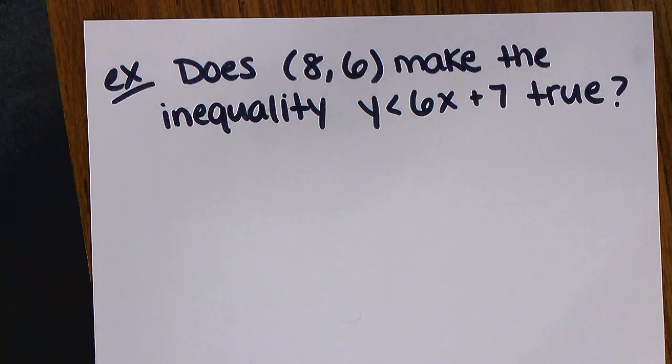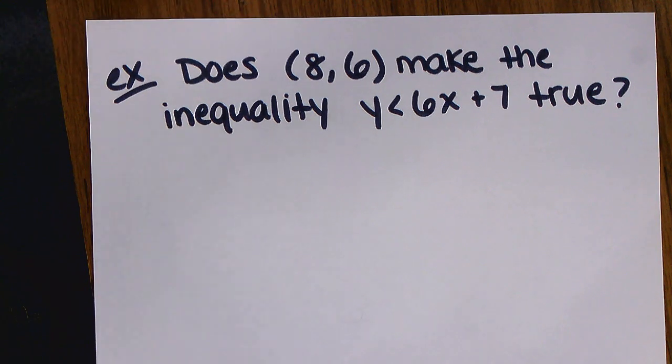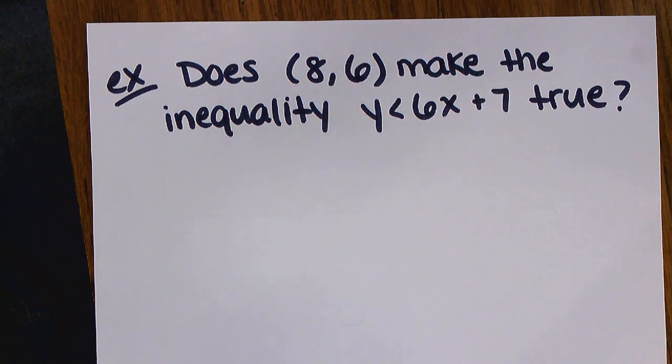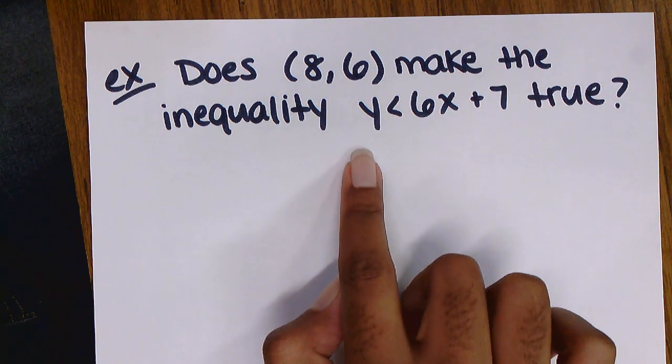Here we have a question that is asking, does the point (8, 6) make the inequality y is less than 6x plus 4 true? So we want to know, is this point a solution to this inequality? Well, this point has two components. It has our x coordinate and our y coordinate, and our inequality has two variables. It has our x variable and our y variable.